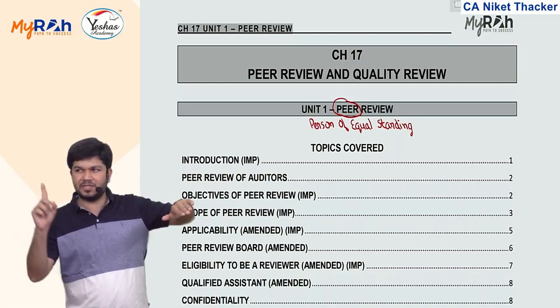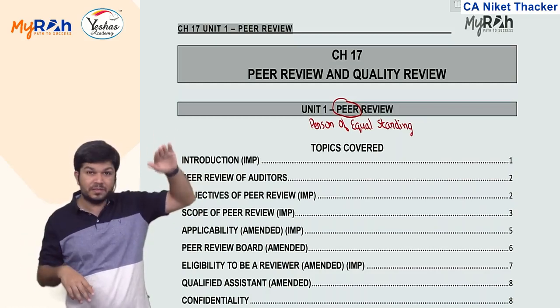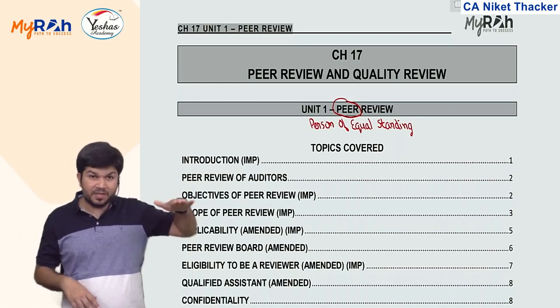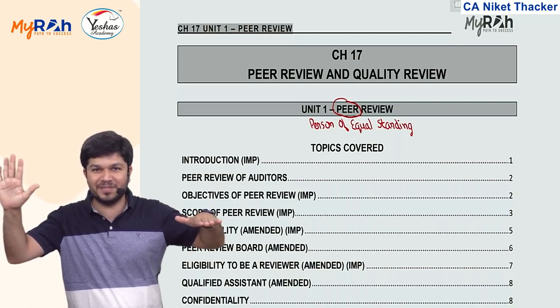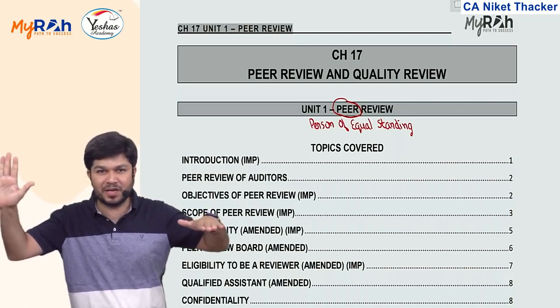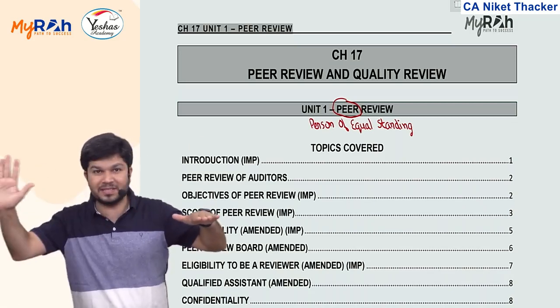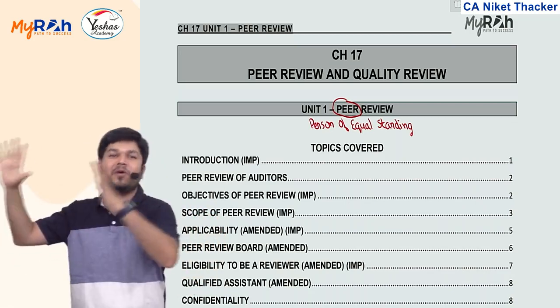Just as we have the Accounting Standards Board and the Auditing Standards Board, this is the Peer Review Board. The Peer Review Board will select the PU, practice unit, the practicing CA whose review has to be done. They will send a reviewer to your place.